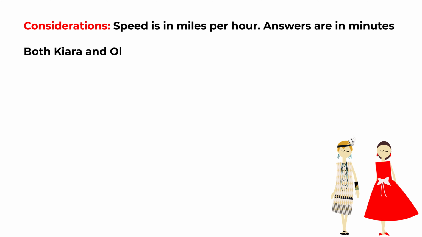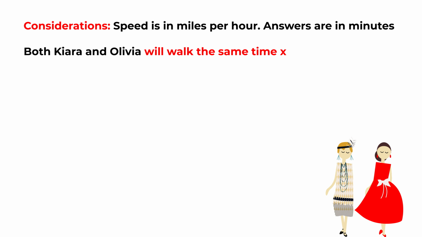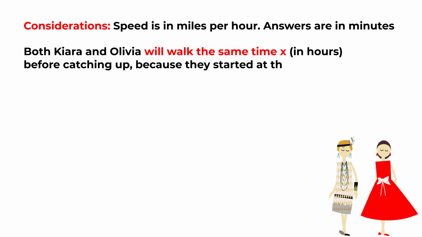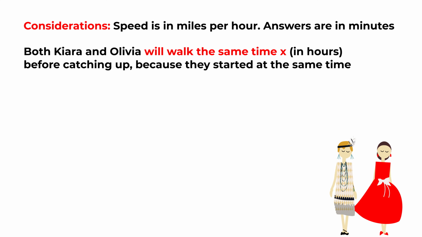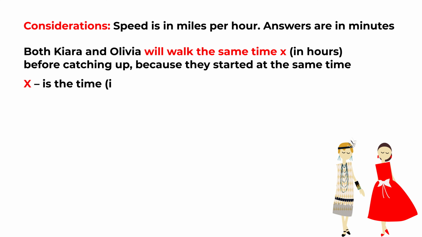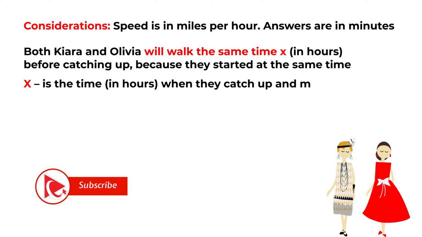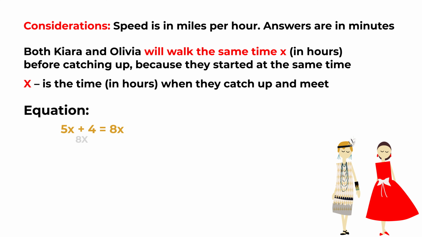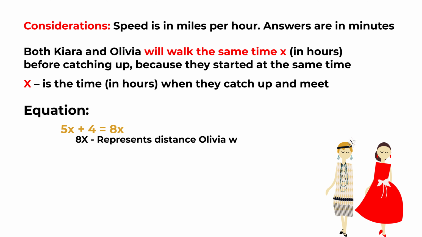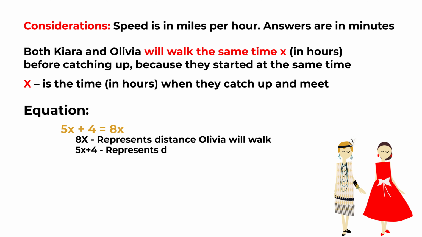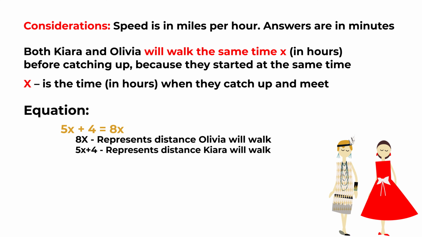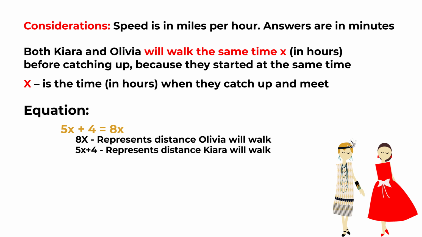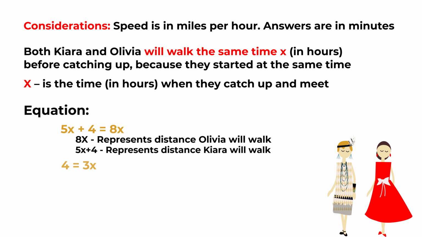Another important point is that both Kiara and Olivia will walk the same time, and we can put it as X in hours before catching up, because they started at the same time. In our solution, X will be the time in hours when they will catch up and meet. To solve this challenge, we need to build an equation. 5x plus 4 equals 8x. 8x represents how much Olivia will walk, and 5x plus 4 is representing how much Kiara can walk. And the starting point for this will be the starting point of where Olivia starts, since Olivia starts 4 miles behind.